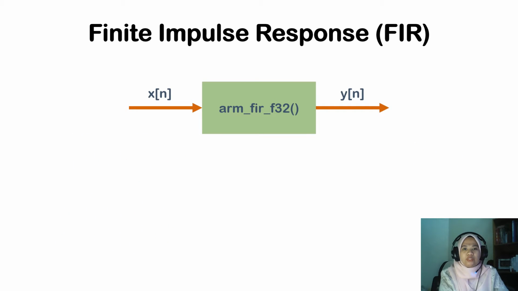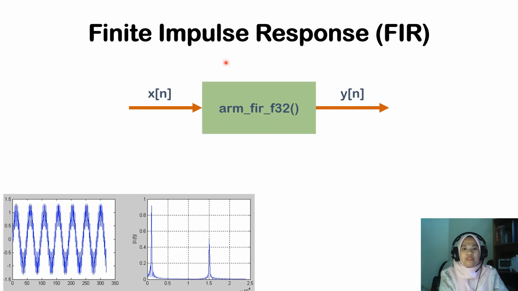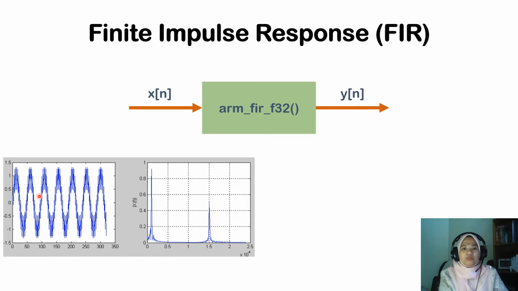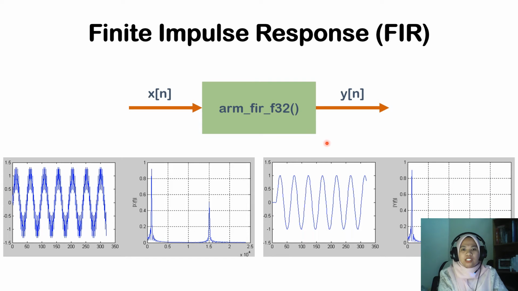The FIR filter is a combination of time domain and frequency domain. The left-hand side shows the signal in the time domain, while the right-hand side is a frequency domain representation. In the time domain representation of the input signal, we can clearly see that there are two sine wave components, 1 kHz and 15 kHz. After going through the FIR digital signal processing technique, we can see that the 15 kHz component has been eliminated, leaving only the 1 kHz signal.